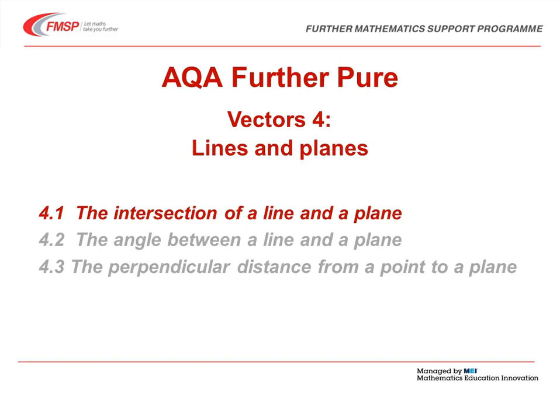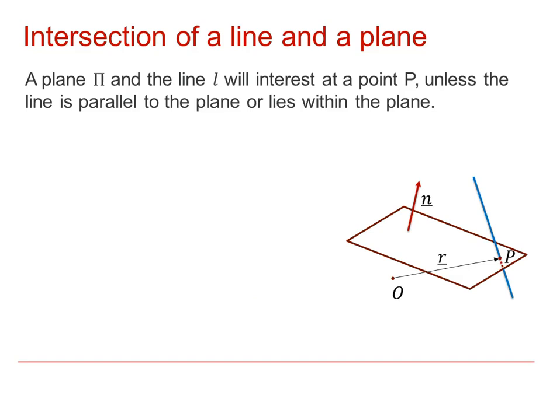This is a video for AQA Further Pure Mathematics, Vectors, Section 4.1, the intersection of a line and a plane. Well, if you have a line which is not parallel to a plane, then the diagram shows that that line is going to intersect the plane at a single point, which is called P on this diagram.